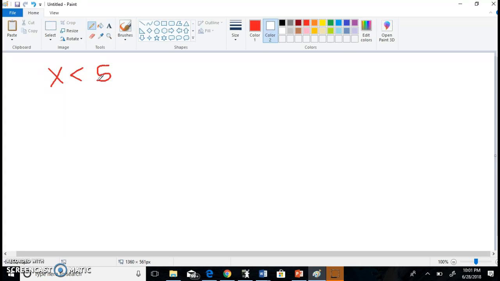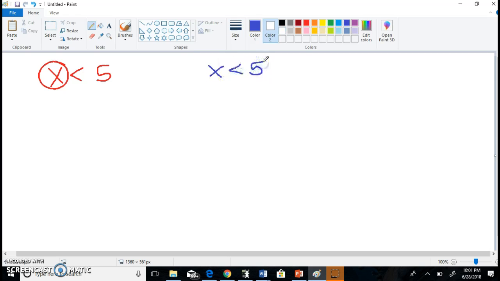So this is inequality notation. It's the notation where you have an inequality symbol in it. So interval notation is where you don't use this variable here at all, like this x. You don't have any x's at all in this notation.